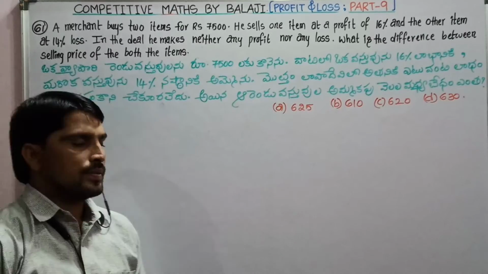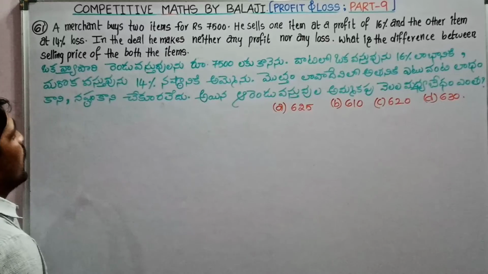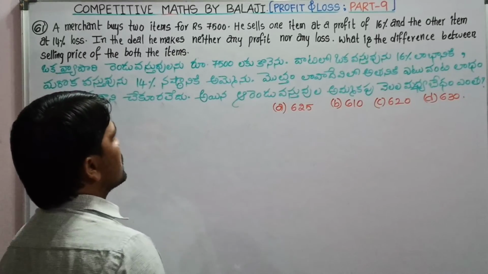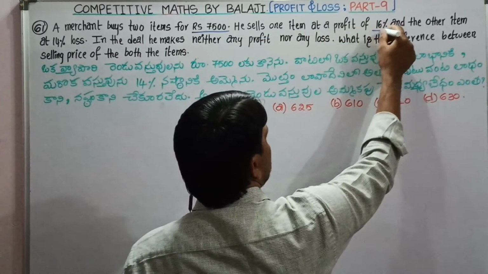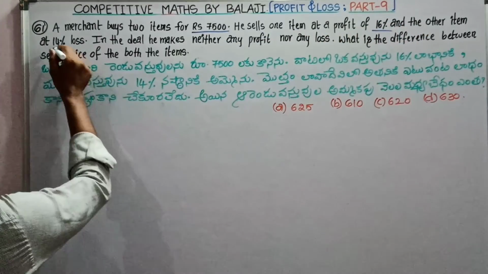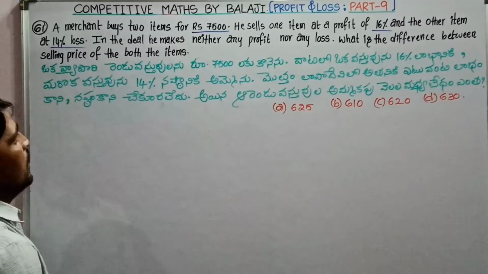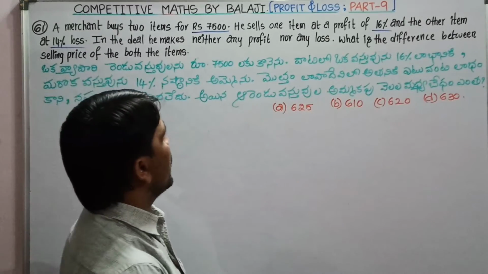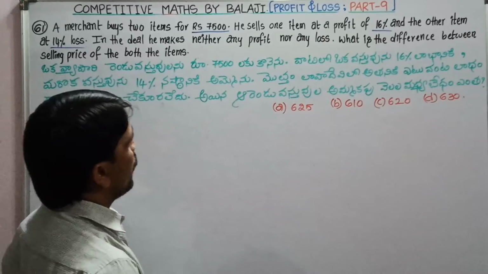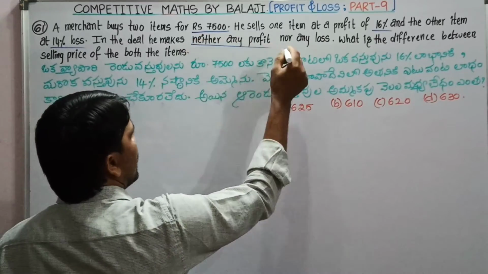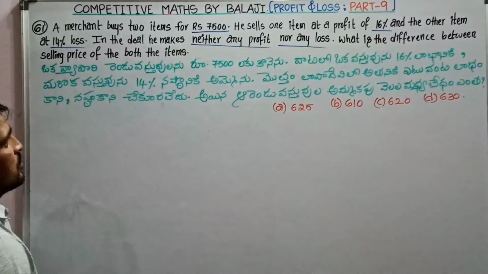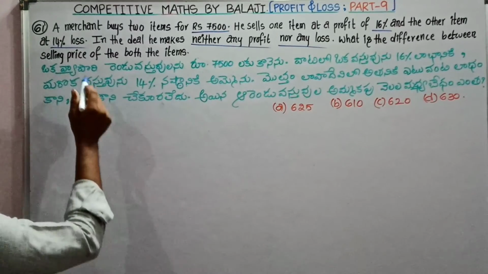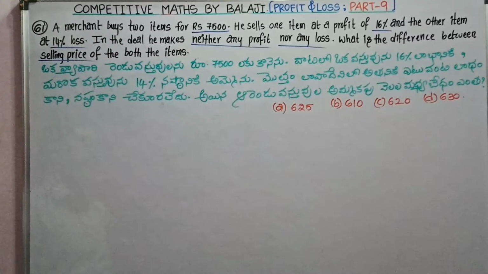Last question of this class. 61. A merchant buys 2 items for rupees 7500. He sells one item at a profit of 16% and the other item at 14% loss. In the deal, he makes neither any profit nor any loss. What is the difference between selling price of both the items? Or, to find the difference between SPs of both the items.